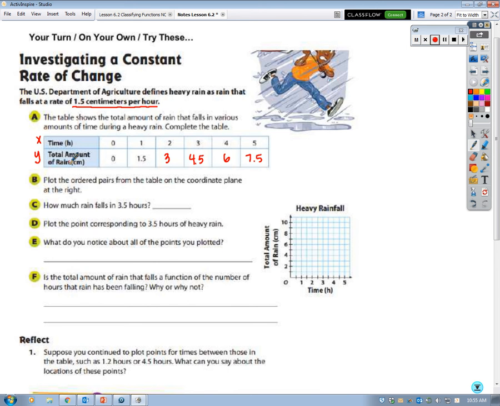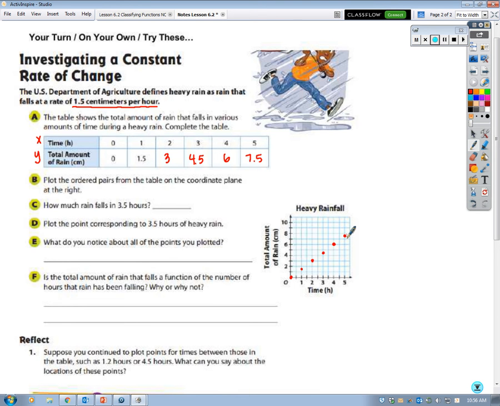We're going to go ahead and plot the ordered pairs now, because these are our ordered pairs, on the table over here to the right. So my first ordered pair would be 0, 0. X is 0, Y is 0. And then 1 and 1.5. So there's 1, there's 1.5, approximately. Then 2 and 3. Then 3 and 4.5, about there. 4 and 6. And 5 and 7.5.